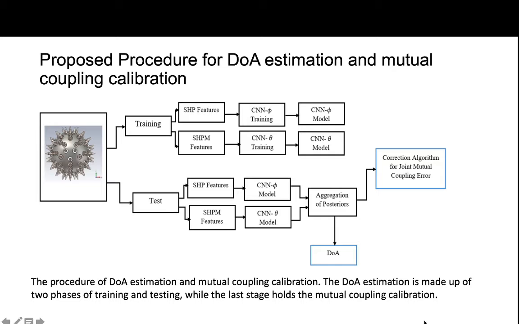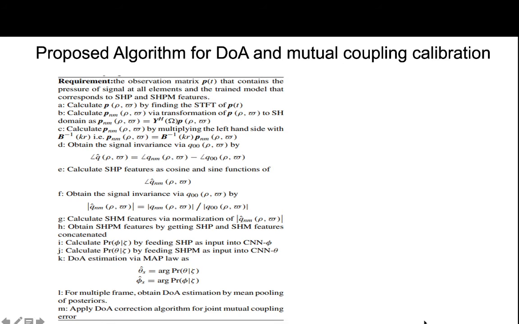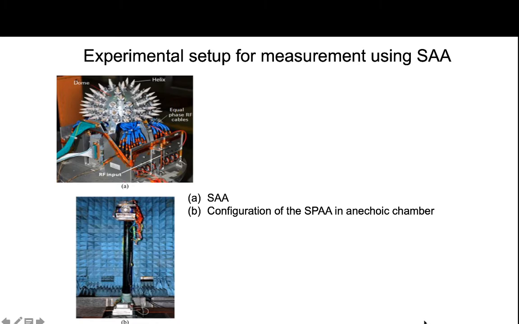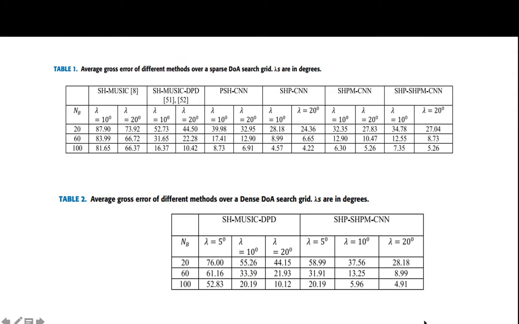Furthermore, we worked on experimental data which was taken in an anechoic chamber using an already designed spherical antenna array to measure DOA at different angles within the chamber. The explanation of the architecture of the experiment is given in the paper. So here are some of the result comparisons between our methods and previous methods.